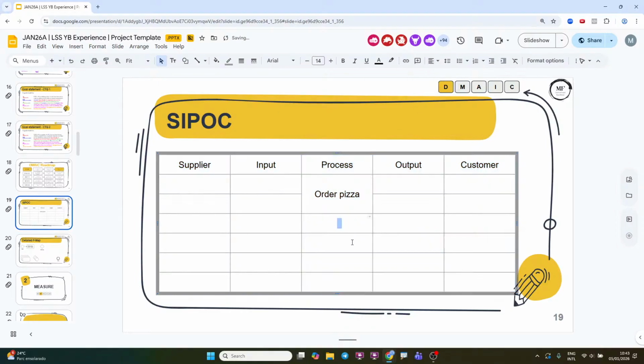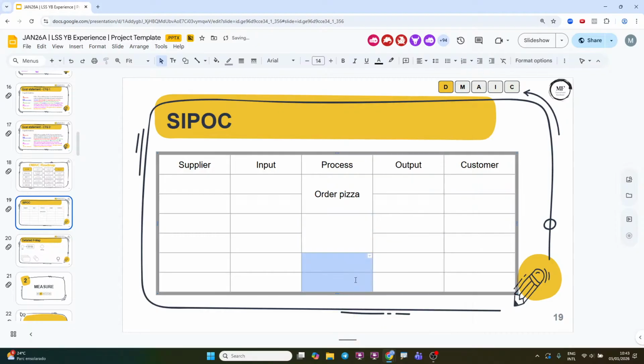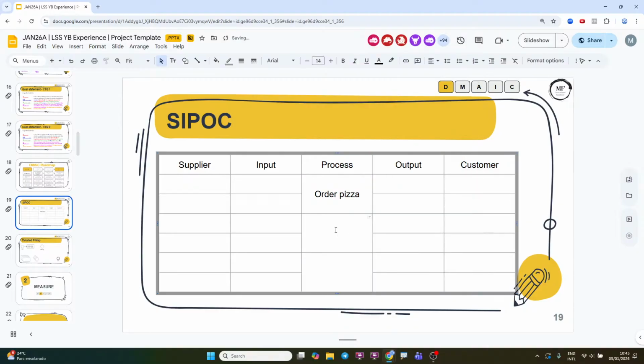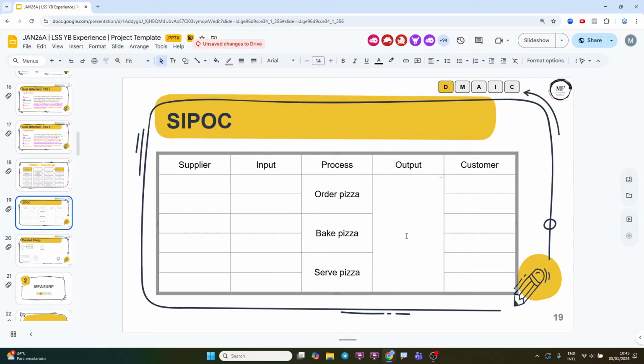Order pizza. Then bake pizza, and then serve pizza. Okay? Serve pizza. The output is simple. Let's keep it simple. The output is pizza.